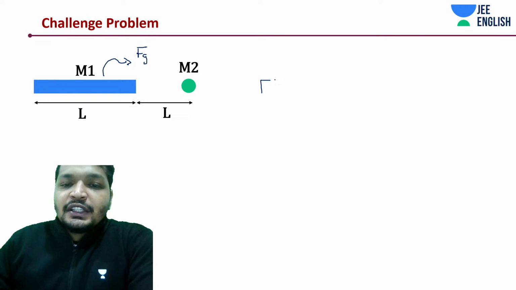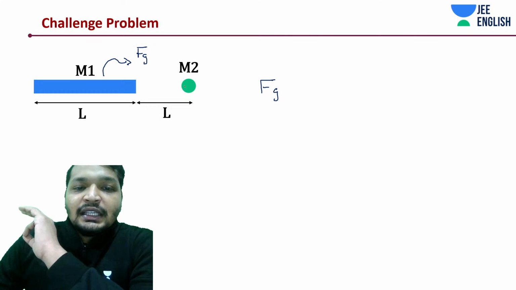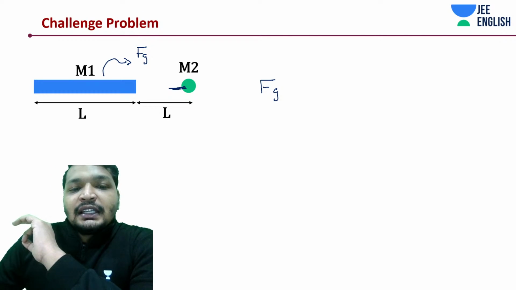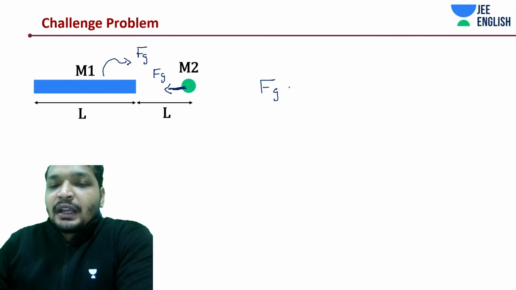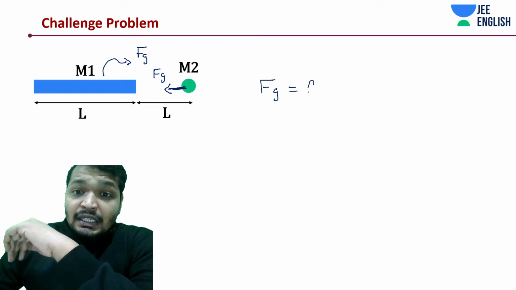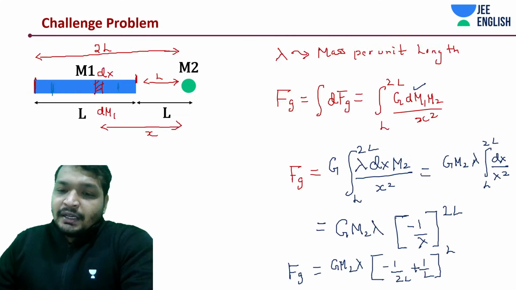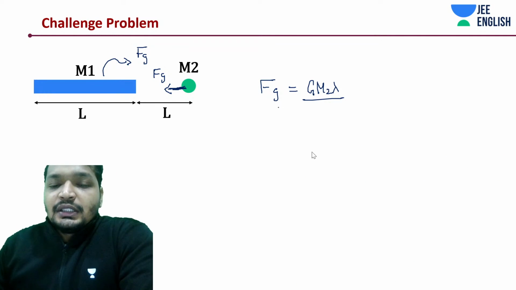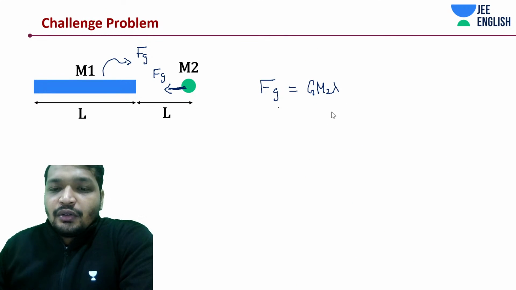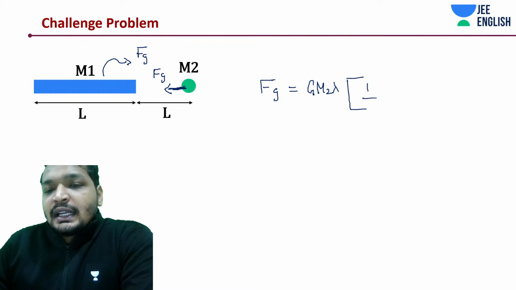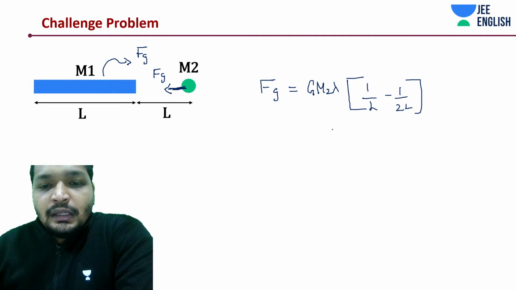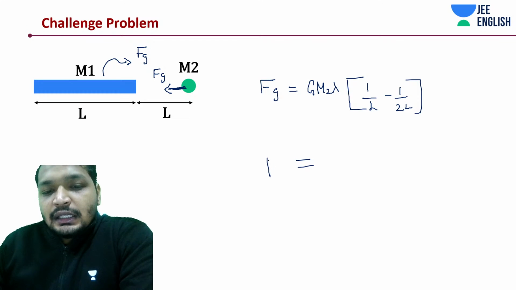Fg is going to be how much? Fg is the gravitational force applied by the rod on the point mass m2, coming out to be something like G into m2 into lambda into the integral. This would be 1 by L, just rearranging the terms, 1 by L minus 1 by 2L. There it was minus 1 by 2L plus 1 by L. So this would finally come out to be something like this.